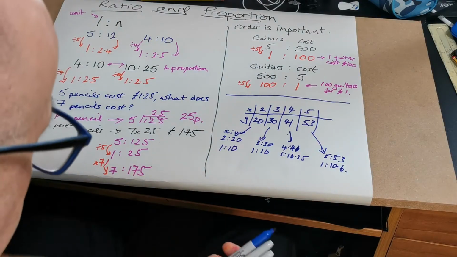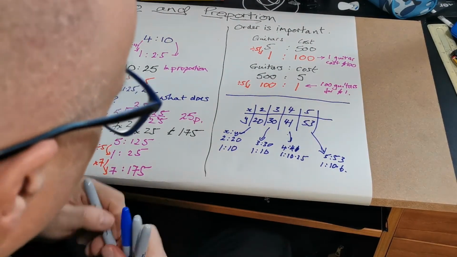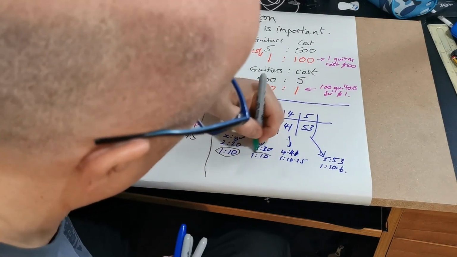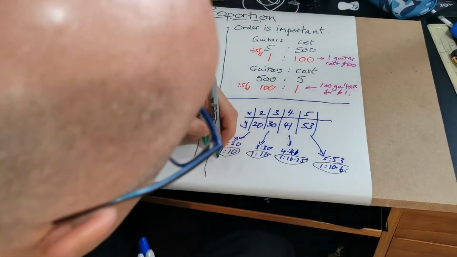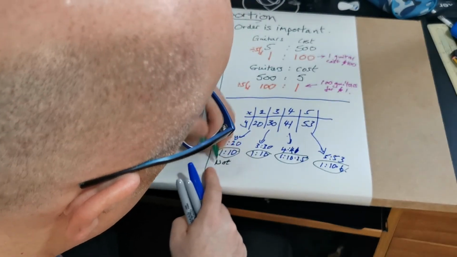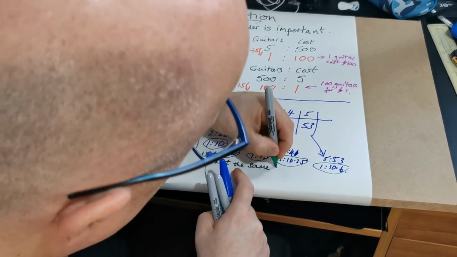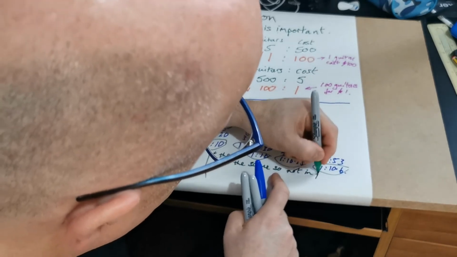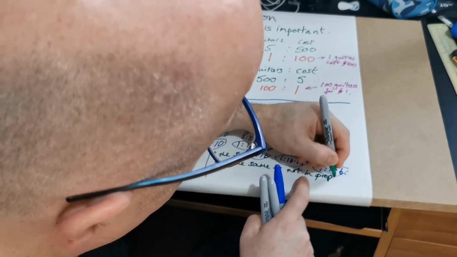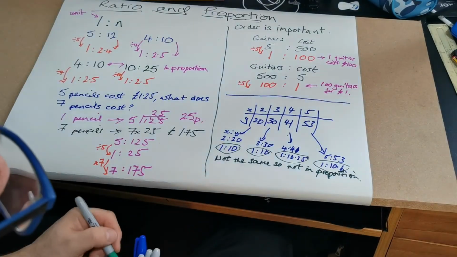Now if we were looking at something that was in perfect proportion, all of these unitary ratios would be the same, but they're not. They're not the same. So not in proportion. And that would be it from a mathematician's point of view.